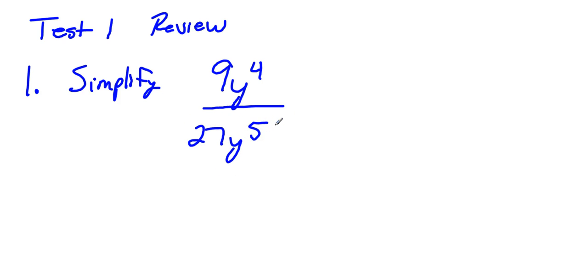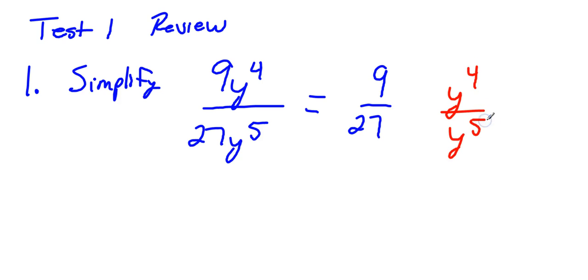All right, first question on the review. You've got 9y to the fourth over 27y to the fifth. And for this one, you're going to do it basically in two parts. You're going to do the numbers, 9 over 27, and then you're also at the same time going to do the variables. We have y to the fourth over y to the fifth. And do it basically as two separate problems and almost multiply together.